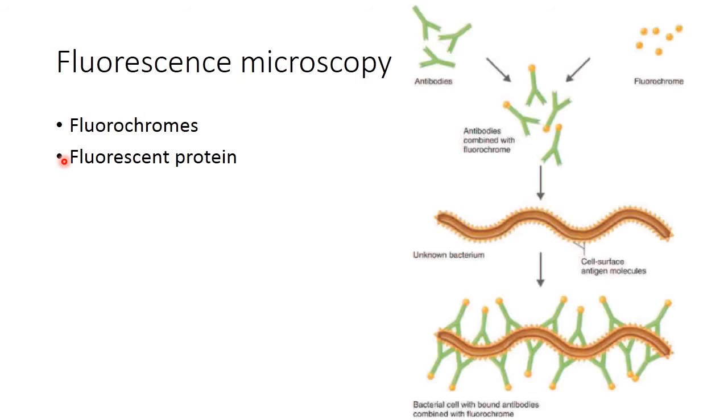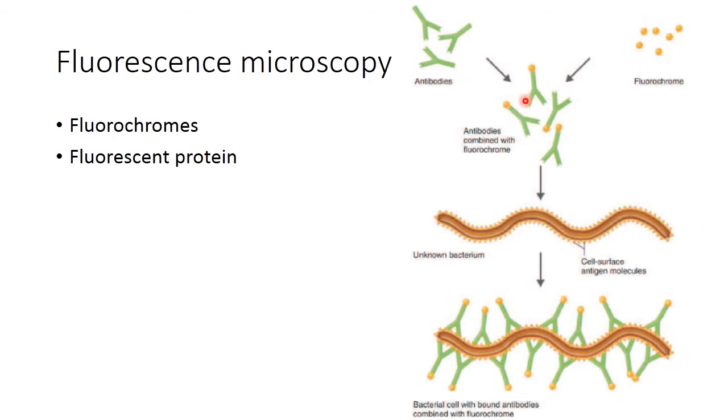This is an illustration from the book showing the process of the use of fluorochromes to label a given specimen. The specimen here is a particular type of bacterium. These green colored triangles represent antibodies, and these antibodies are specific for the antigens of this bacterium. The antibodies are labeled with this fluorochrome represented by these yellow circles.